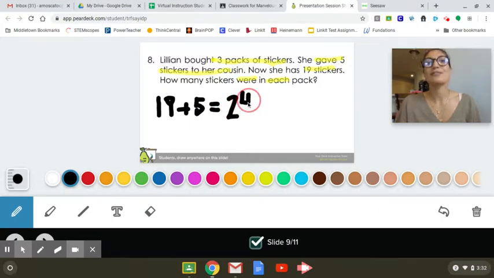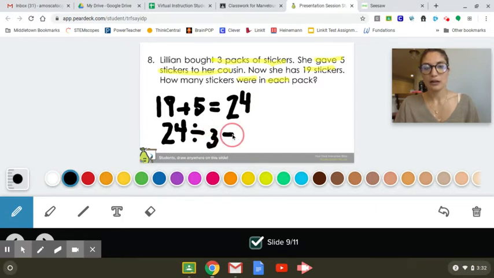Okay, so now I know she had 24 stickers and 3 packs. So now I can figure out how many are in each. If I want to figure out, when I have a total amount and I'm sharing them in the packages, I need to divide. So I would do 24 divided by 3 to represent our 3 packs of stickers.